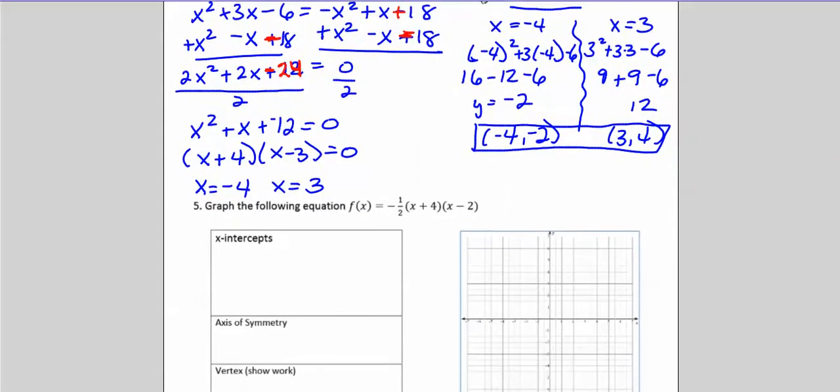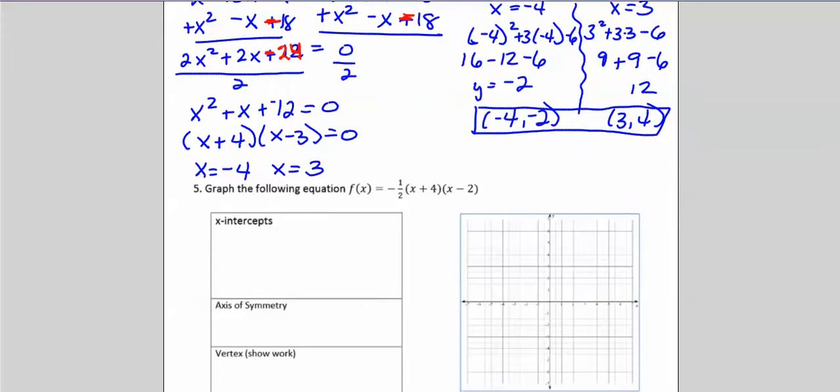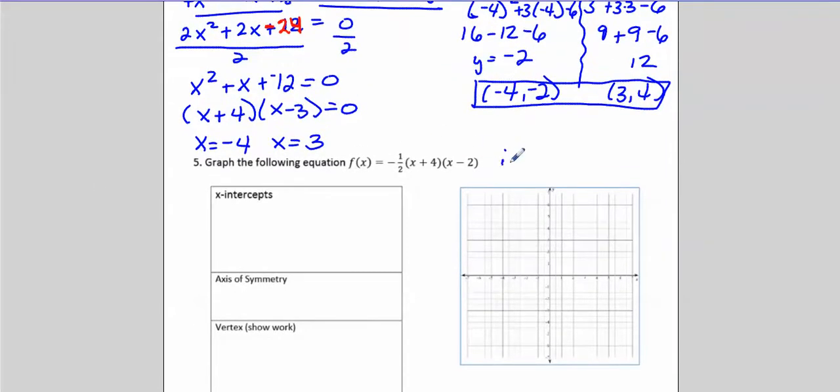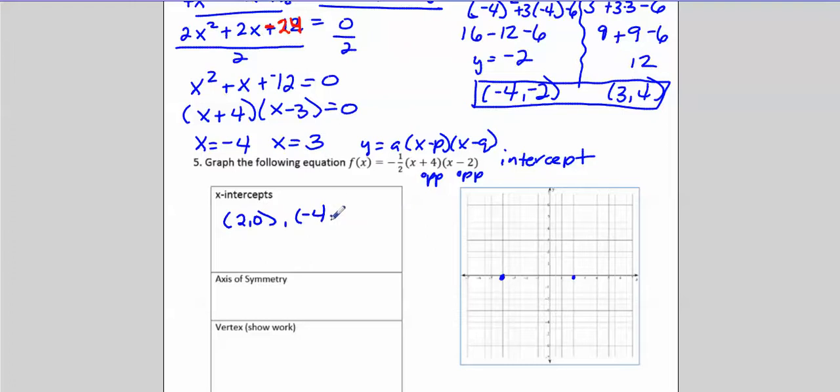All right. In number 5, this is a review problem from the last unit. This is your intercept form. Remember, intercept form would be y equals a times x minus p times x minus q. So the x-intercepts are the opposite of these numbers, opposite of negative 2 and opposite of 4. So that would be x-intercepts at 2 and at negative 4. So 2, 0, negative 4, 0.